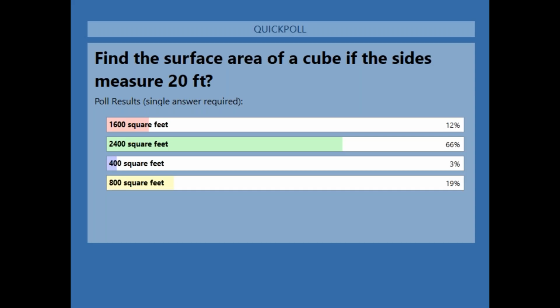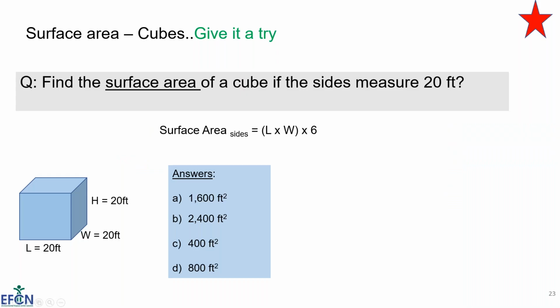All right, Rose, and it looks like most people chose 2,400 square feet, and about 20% of people chose 800 square feet. Okay, good. Thank you for responding. So the correct answer here is 2,400 square feet. And so most of you got it correct, and that's a great job.